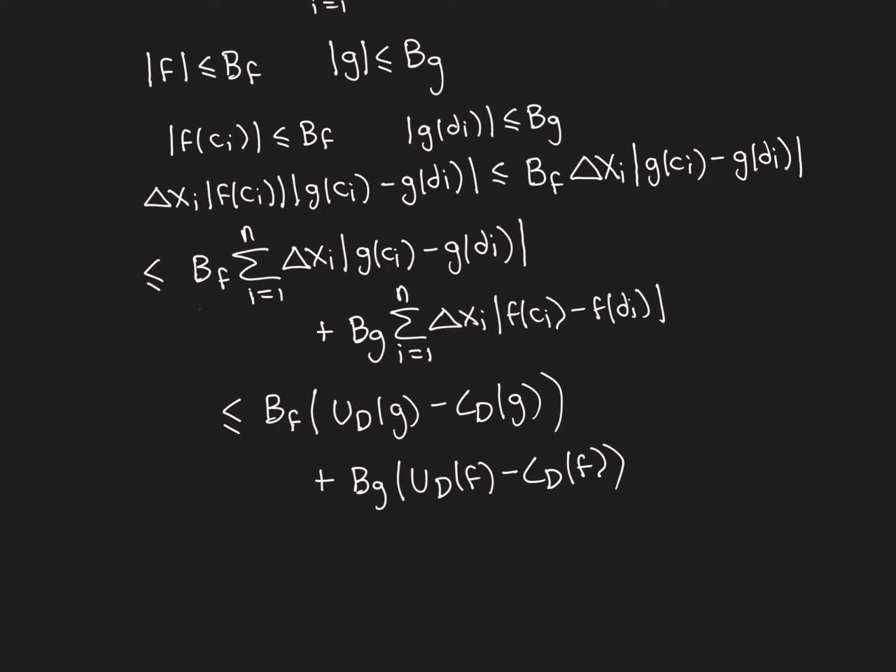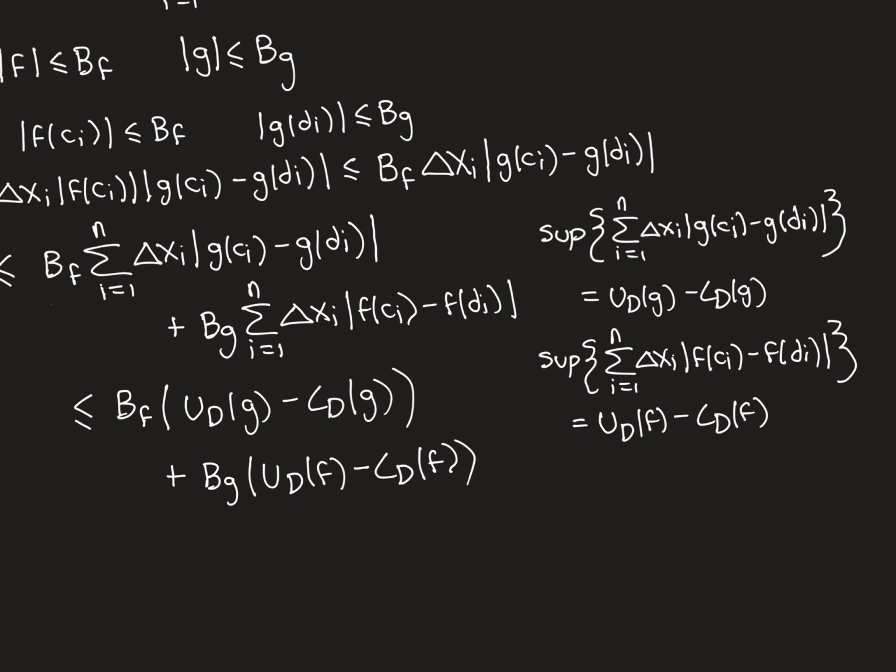So this is hence going to be less than or equal to this value, the upper Riemann sum over our dissection D for g minus the lower Riemann sum over our dissection D for g. And this one is going to be less than or equal to this value, the upper Riemann sum for f minus the lower Riemann sum for f. Then, of course, all we've done is multiply those inequalities through by these positive constants, B_f and B_g, and then combine the two inequalities together to conclude that this thing must be less than or equal to this thing.